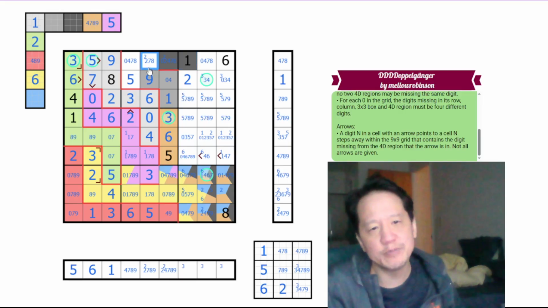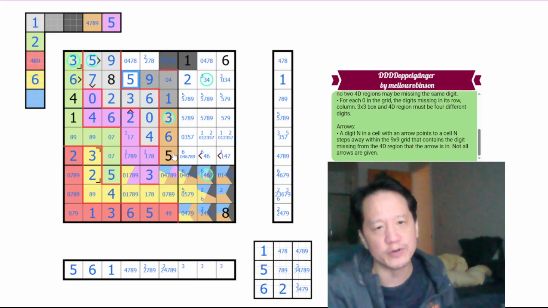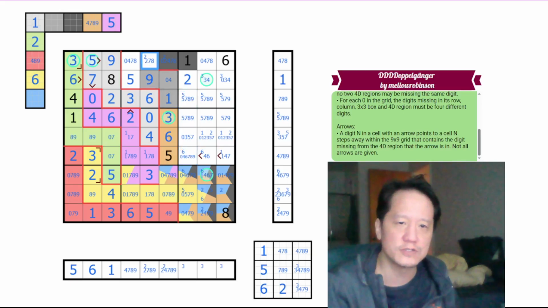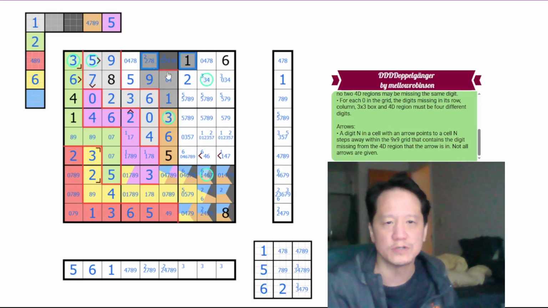So this cannot be a full 6 here. Because if this is 6, again, it can't be part of the orange region, because there would be 2 5s in that region. And if we tried to go down, that would be 1, 6, 7, 8, 9. It can't reach that other 6. So this has to be dark also. So that's done, or not done.